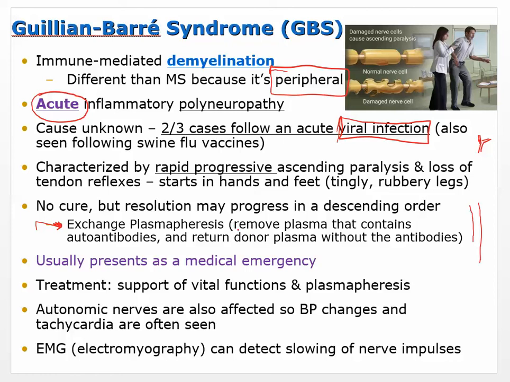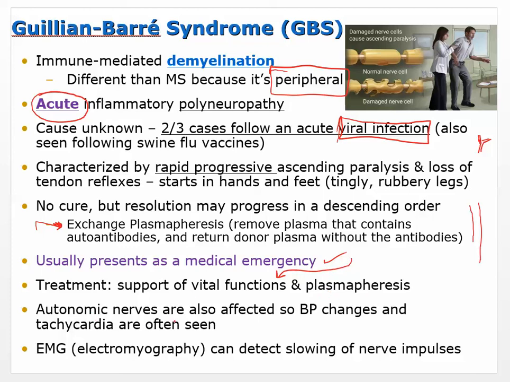So you do plasmapheresis: you remove the plasma that has the antibodies in it, and then you replace it with donor plasma that doesn't have the antibodies in it. It's really pretty straightforward. You just swap out the plasma, and that will at least slow down, probably stop the damage. It usually presents as a medical emergency. The treatment initially is, of course, support vital functions. Don't let them die. And then swap out that plasma with plasmapheresis.